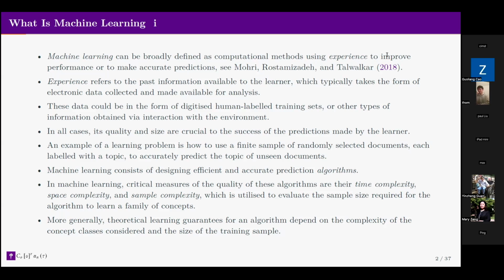Machine learning consists of designing efficient and accurate prediction algorithms. In machine learning, critical measures of the quality of these algorithms are their time complexity, space complexity, and sample complexity, which is utilized to evaluate the sample size required for the algorithm to learn a family of concepts.